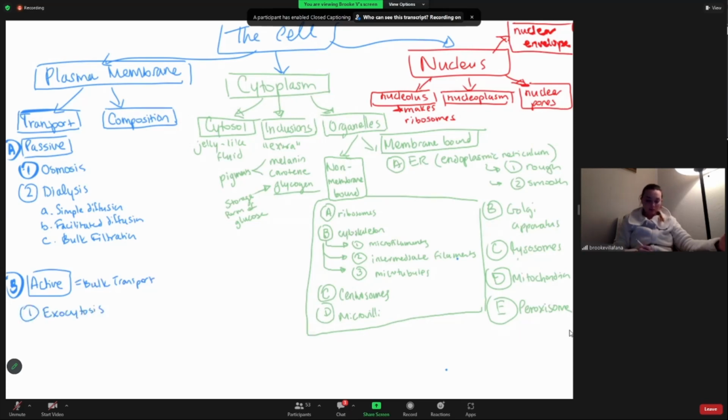Exocytosis and endocytosis are the two major types of active transport. Endocytosis has 3 subtypes: phagocytosis, pinocytosis, and then receptor-mediated endocytosis.